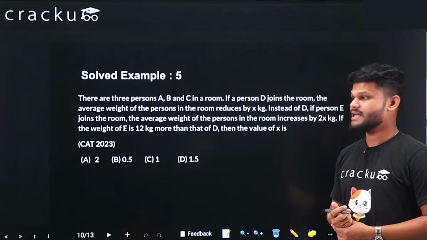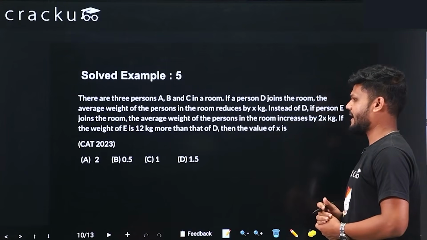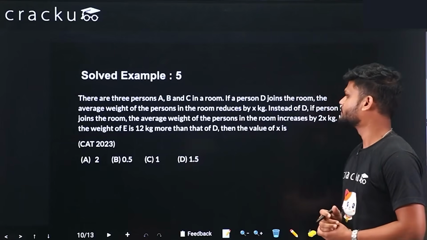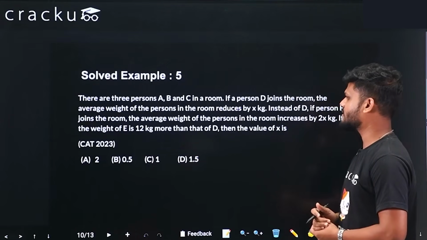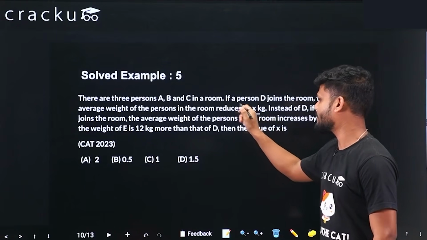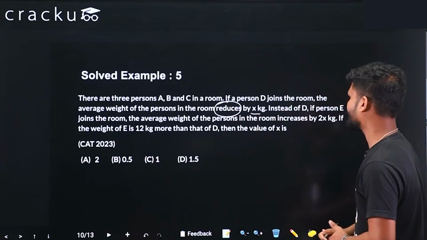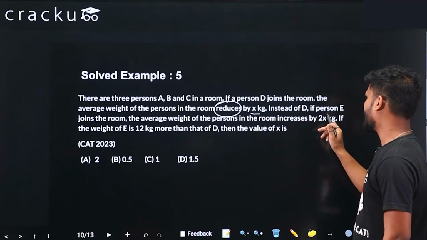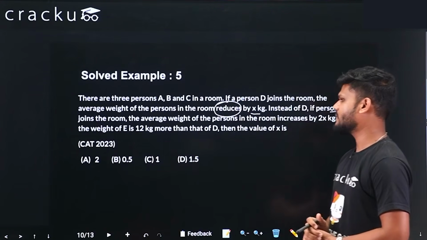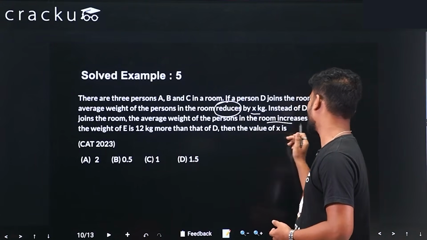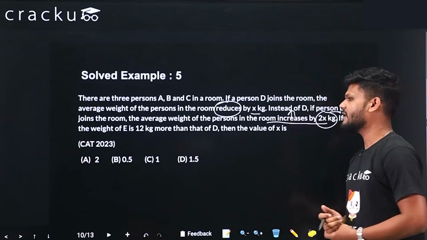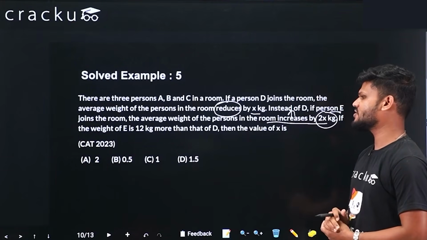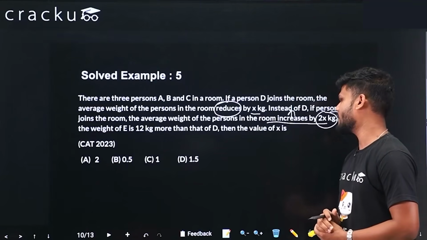In this question we are asked, there are 3 persons A, B and C in a room. If a person D joins the room, the average weight of the persons in the room reduces by x kg. Focus here, it reduces by x kg. Instead of D, if person E joins the room, the average weight of persons in the room increases by 2x kg. So here the increase is given. If the weight of E is 12 kg more than D, then what is the value of x?